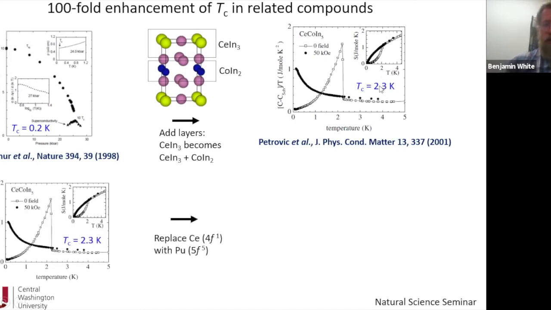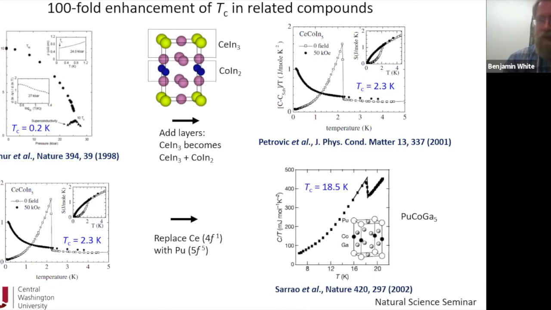Then it only took a year after that for people to tinker with cerium cobalt indium-5, and they replaced the cerium with plutonium and the indium with gallium. Not everybody can work with plutonium, but there are a few groups out there who could. And at ambient pressure, they found almost a 20 Kelvin superconductor. So in two steps, we went from 0.2 to almost 20 Kelvin, a 100-fold increase in TC. This is what we mean by the materials-driven approach and what it looks like when it's really successful.